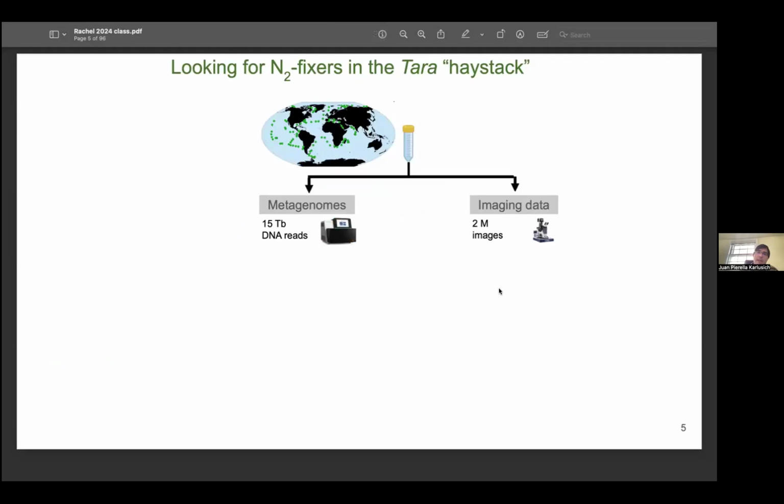For that, at that moment, we decided to analyze metagenomes, I mean the samples generated from the DNA, the sequences of the whole DNA of the sample, as well as imaging data, in particular high throughput confocal microscopy.